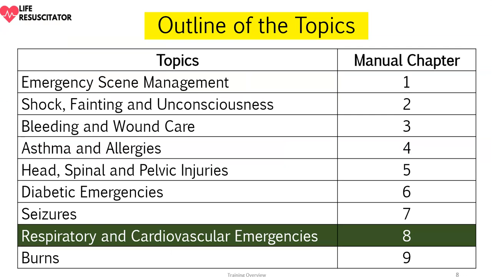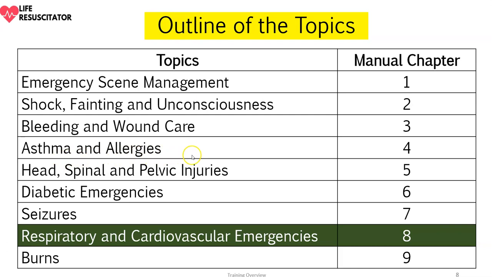So the outline of the topics. So these are the topics and these are the chapters where you're going to find them in your manual in the book. So the first chapter covers emergency scene management. So this will provide the overview to the course. So chapter 2 will be about shock, fainting, and unconsciousness. So bleeding and wound care, chapter 3.